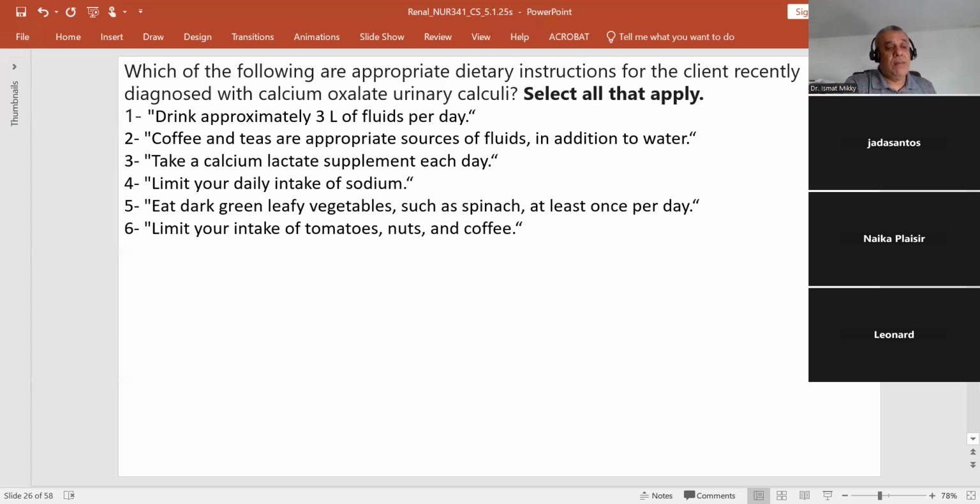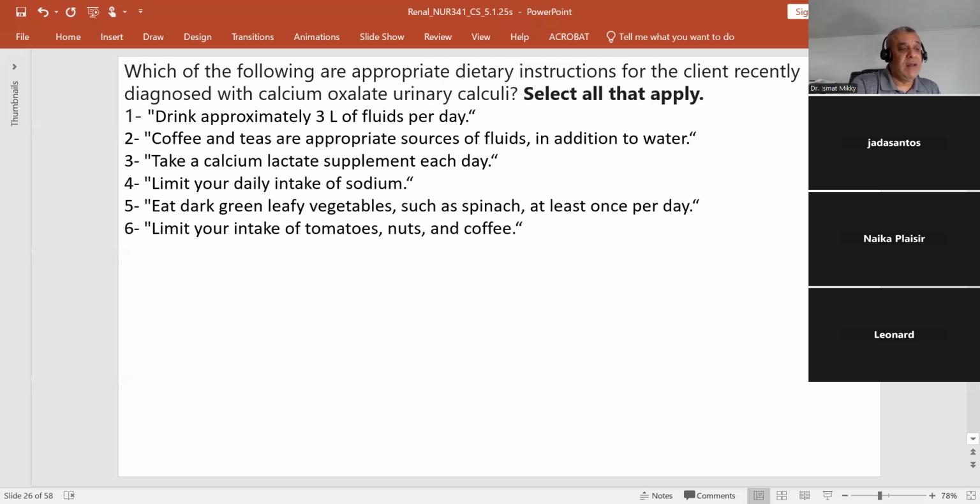So what about number 2, coffee and tea are appropriate source of fluid in addition to water? No. When we say fluid here for this specific patient, it is water only. They should not be drinking too much of these kinds of coffee or tea. But the point is that they should at least consume 3,000 or 3 liters, and then if they want to drink other stuff, that's fine. But number 2 is not a good answer. Now 3.